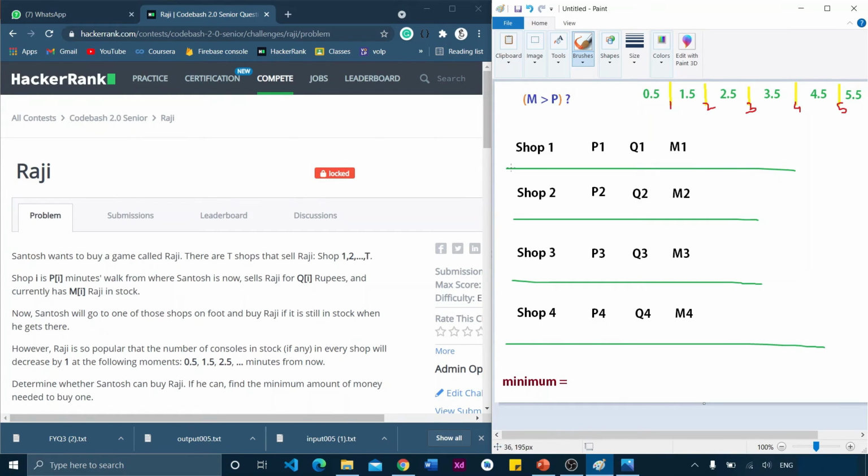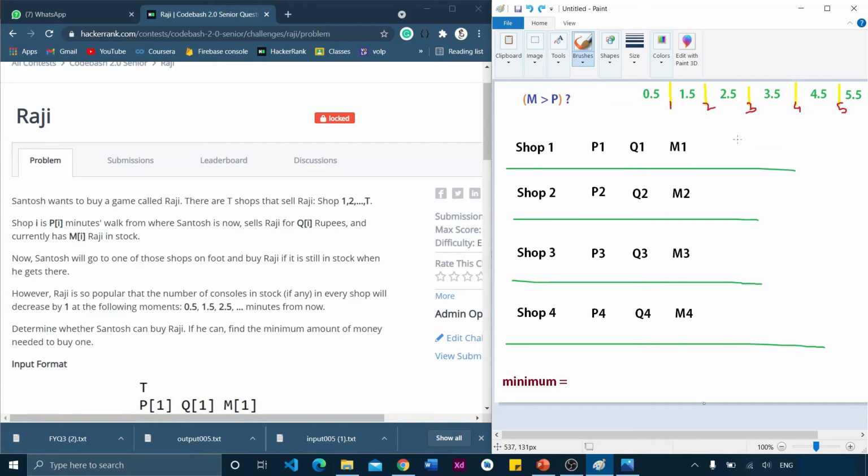You have to iterate through each shop one by one and check the condition of whether m is greater than p for every shop. Now why do we need to check m is greater than p? This is because p indicates the amount of time required by Santosh to get to a particular shop. So if he reaches any shop, let's say at time t equals 2, then two units of the game in that shop have already been sold. Similarly, if he reaches any shop at time t equals 4, 4 units of that game have already been sold in that shop.